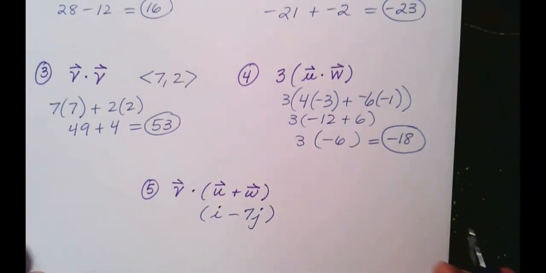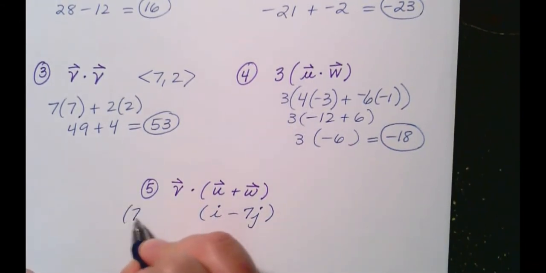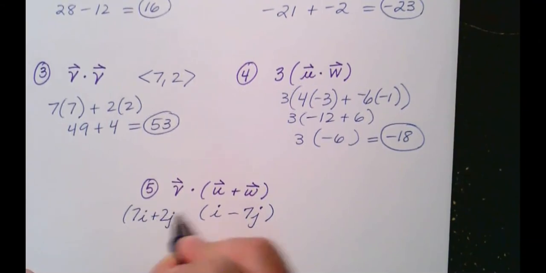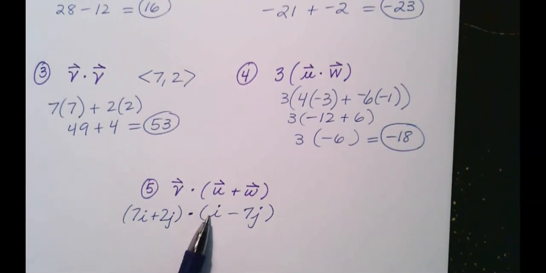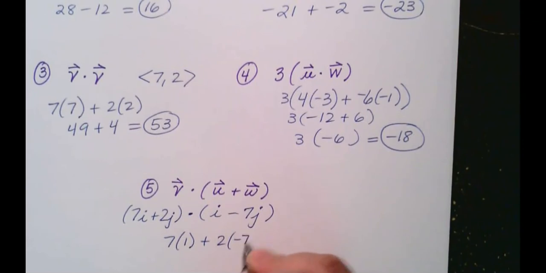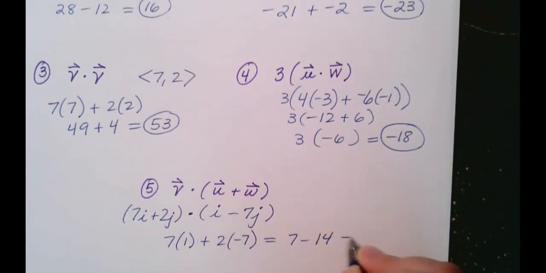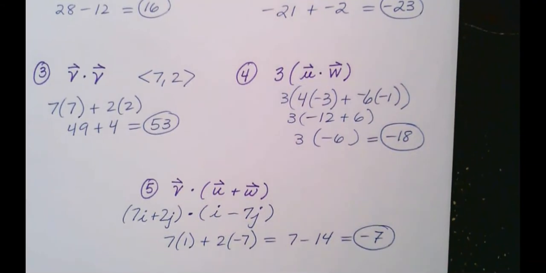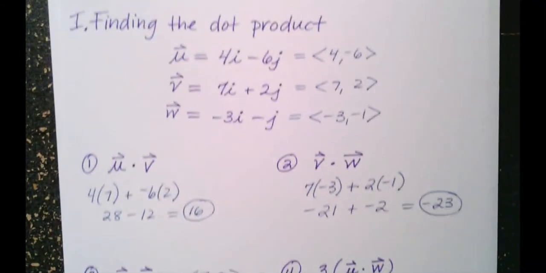Okay, so I want to do the dot product of v with this vector. The vector v I can represent as 7i plus 2j. So I'm going to do 7 times 1 plus 2 times negative 7, which is 7 minus 14, which is negative 7. And that is my answer. So those are all just basically doing the calculations to find the dot product.